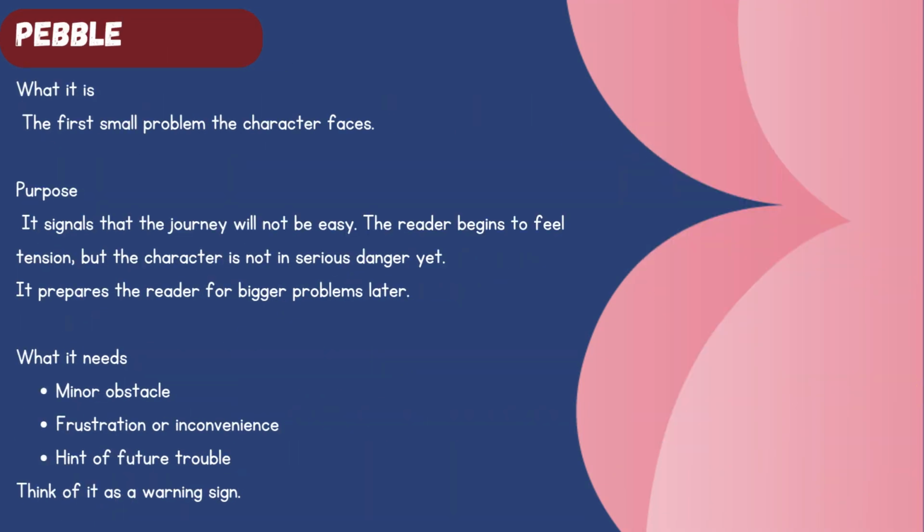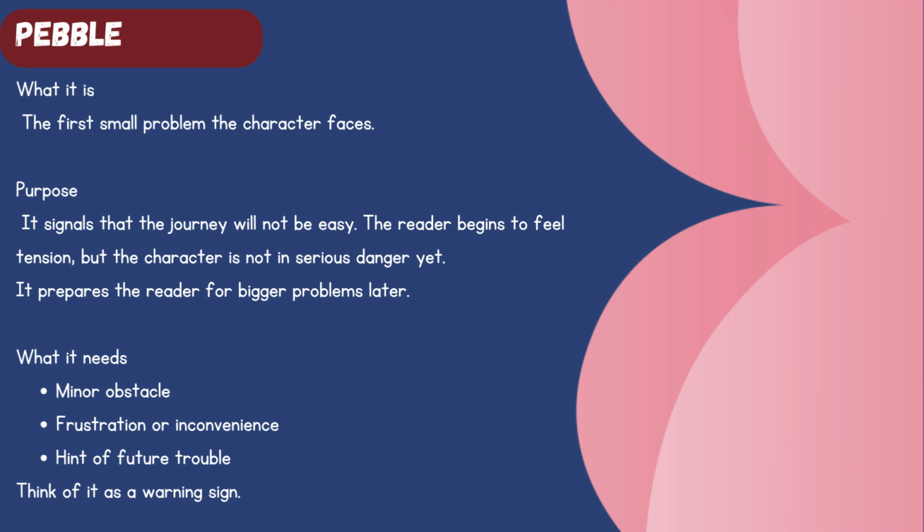So we then move on to our pebble, rock, and boulder. This is where we are tightening tension. So we need to introduce the first small problem. The pebble is minor. It's something that's frustrating or annoying to the character. For us, we're going to have Doug trip over his shoelace. It's not life-threatening, but it signals something important. The journey will not be easy.